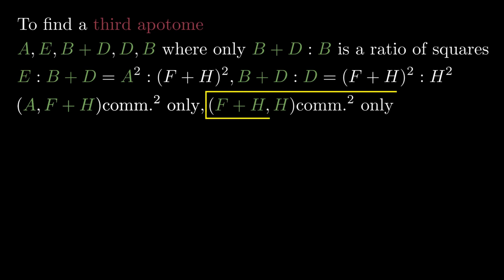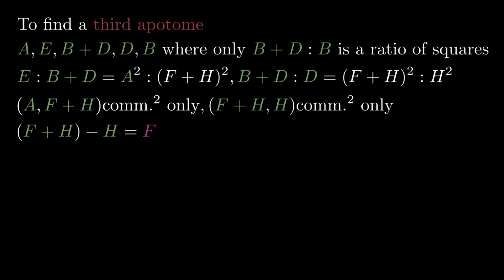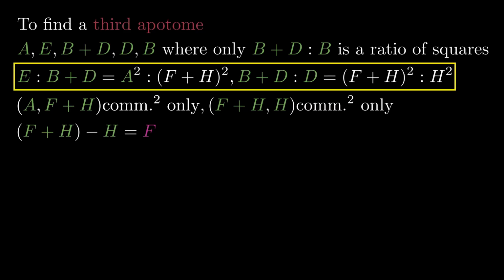F plus h and h are rational but commensurable in square only, so f plus h minus h, equaling f, is an apotome. We'll show it is a third apotome. E to b plus d is proportional to a squared to f plus h squared, and b plus d to d is proportional to f plus h squared to h squared.